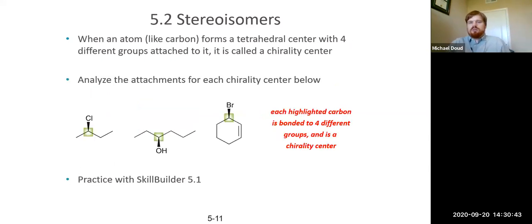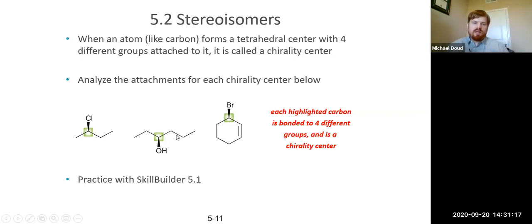Okay, let's take a look at some of these. Remember, carbon is tetravalent. It's going to bond to 4 different groups, and so it's going to be tetrahedral. When it's bonded to 4 different groups of atoms, that's when we call it a chiral center. Looking here, let's see if we can recognize this. This carbon is bonded to a chlorine, a methyl group, and an ethyl group. That's 3 different ones. We also assume it's bonded to a hydrogen. So count them up: chlorine, methyl, ethyl, hydrogen. That's 4.